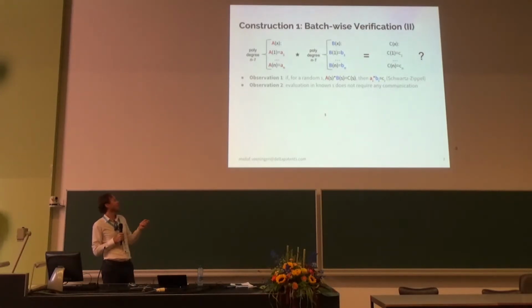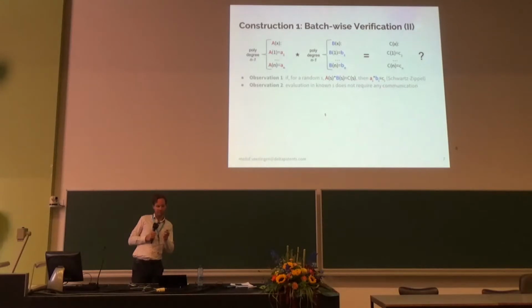So basically, every party can compute its secret share of A(S), its secret share of B(S), and C(S) locally without requiring any communication, if the point S that they are going to evaluate on is publicly known. So that's the second observation.